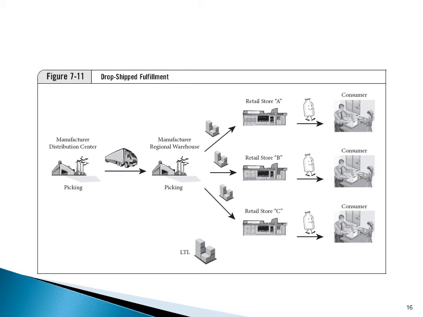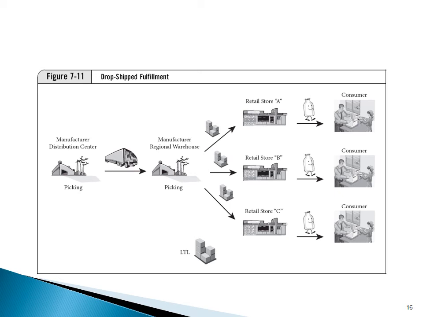Again, each retail store doesn't order a full truckload. They may order, say, 10 cases, 5 cases, whatever. So those are put into a truck. The trucks circulate. They go from store A to store B to store C and deliver those boxes. And they return to the manufacturer's regional warehouse. And finally, the consumers can come to any of the stores and pick his individual item.